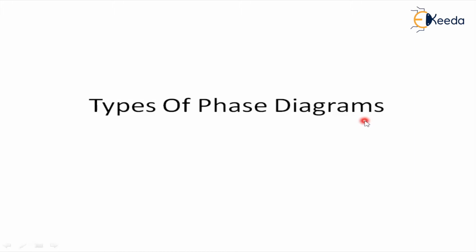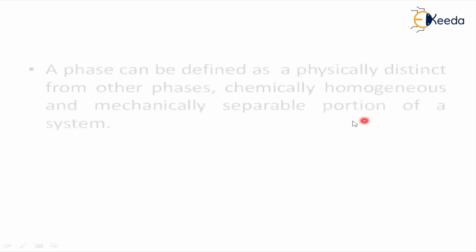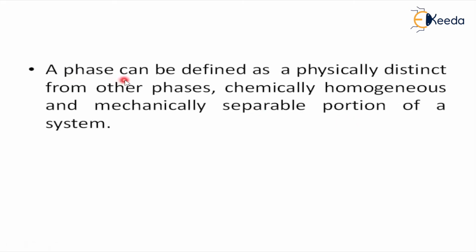Before going to understand the phase diagram, the conclusions of phase diagrams, let me discuss the phase first. So what do you mean by phase? A phase can be defined as a physically distinct from other phases and chemically homogeneous and mechanically separable portion of a system. So this is a very important definition with which we can understand what a phase is here.